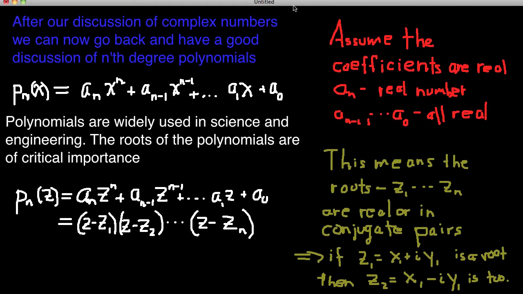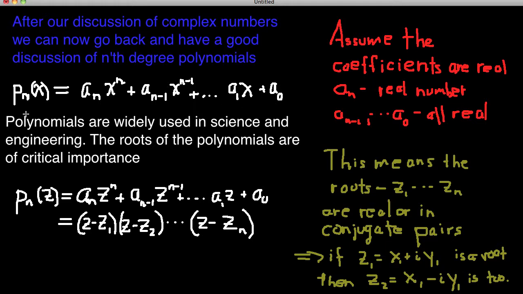Continuing with our discussion of polynomials, and after having had a good discussion on complex numbers, let's look at an nth degree polynomial, and I write it as p sub n of x, meaning it's a polynomial of nth degree. And the general form of such a polynomial is as shown here: a sub n times x to the n plus a sub n minus 1 times x to the n minus 1 plus, and so on, all the way down, a sub 1 times x plus a0, which is the constant term.